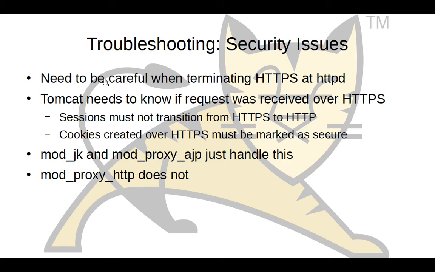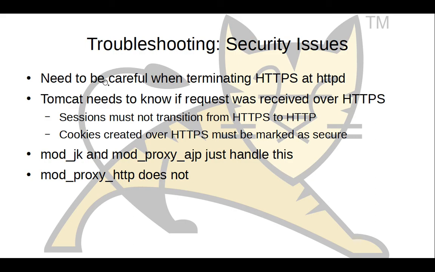So Tomcat needs to set a flag on the cookie so the browser knows only send this cookie over a secure channel. Now, if you're using mod_jk or mod_proxy_ajp, they just handle this. Don't need to worry about it. Nice and easy. Everybody's happy. Mod_proxy_http does not, and that's where you need to be careful. So the first way, as we've already talked about, is setting the custom headers on HTTPD and then using the RemoteIpValve and the SSL valve on Tomcat.